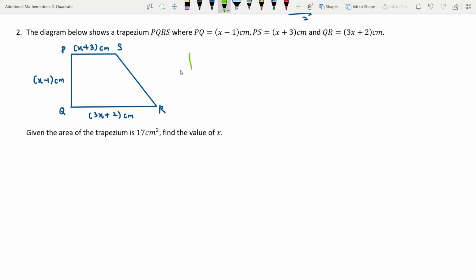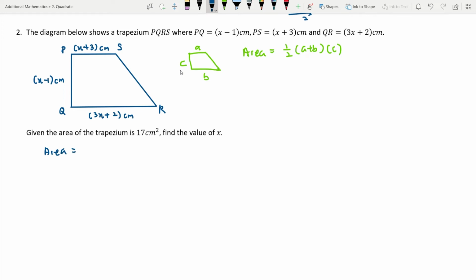Recall, if we have a trapezium that looks like this, and this is a, this is b, and this is c. The area of the trapezium is half multiplied with a plus b multiplied with c. We are going to apply this formula in this question.